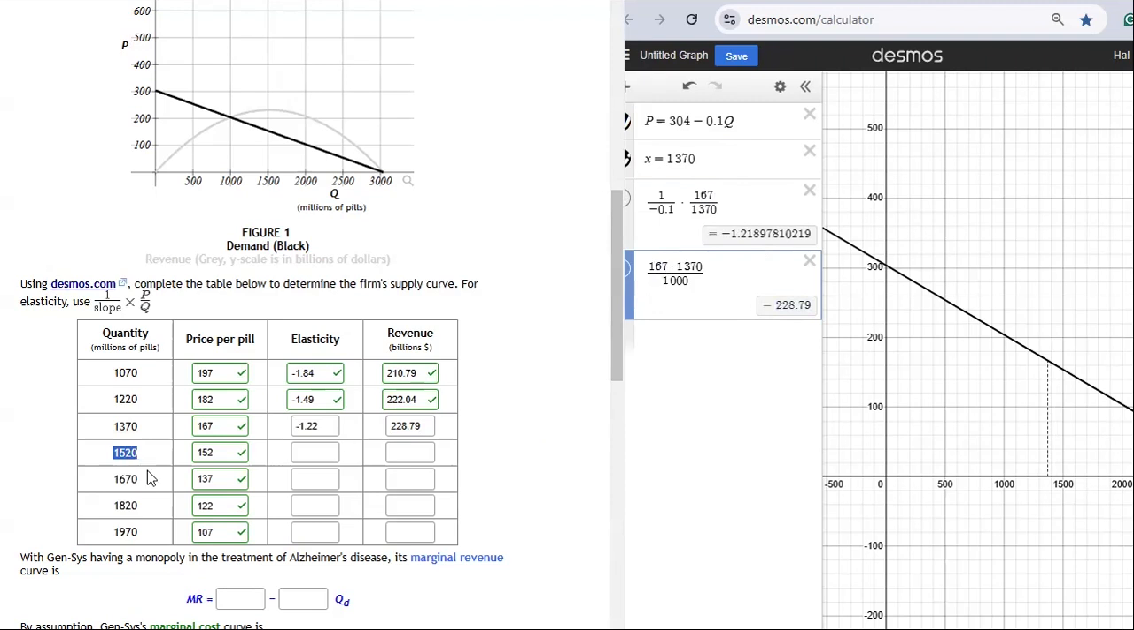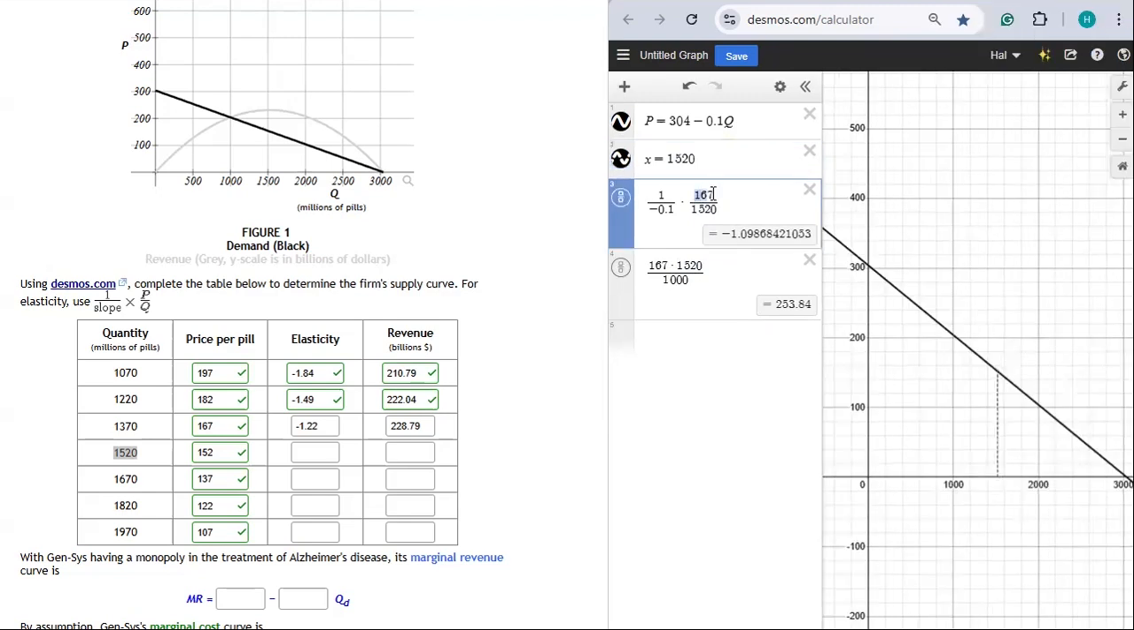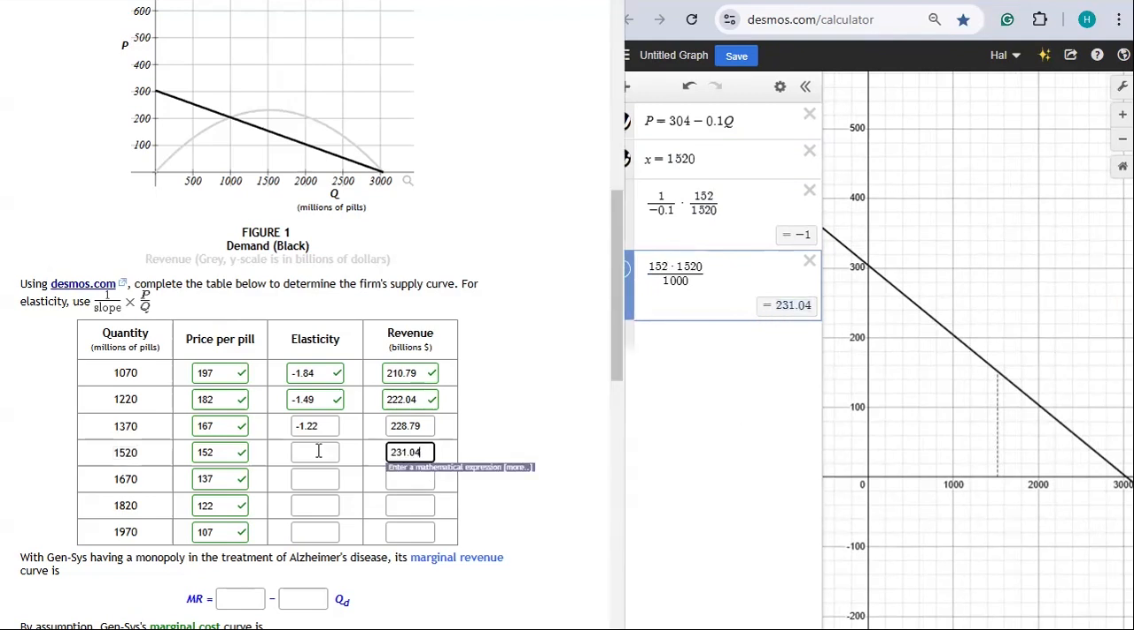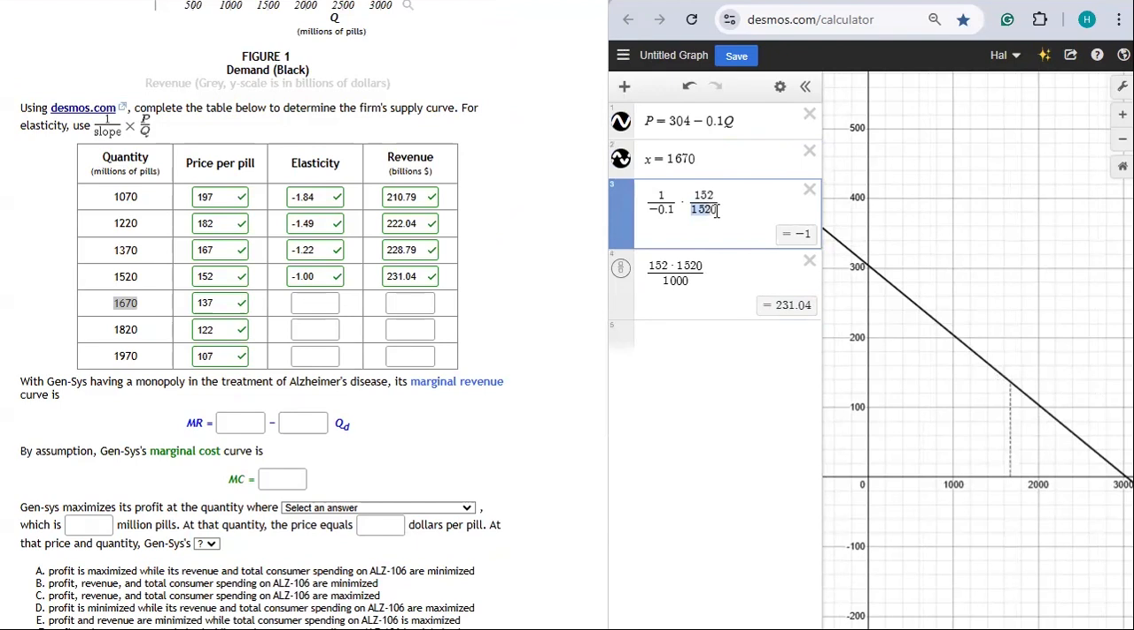I got a quantity of 1520. So wherever I see 1370, I'm going to replace it with 1520. The price is 152. So wherever I see 167, I'm going to type 152. I get a revenue of $231.04 billion, and I get an elasticity of negative 1.00. I'm going to copy the quantity 1670, which is in millions of pills, place 1520 with it.